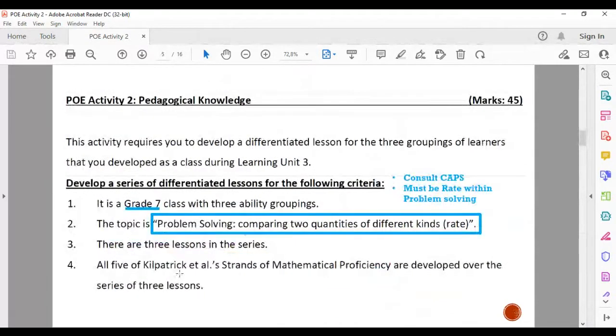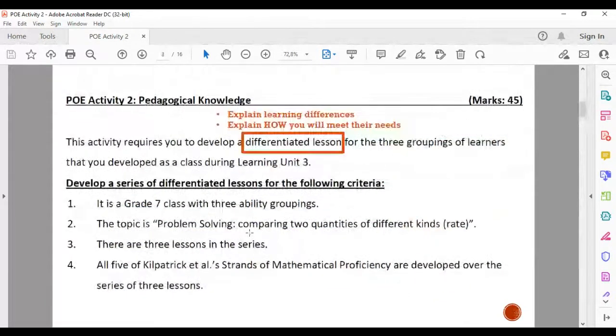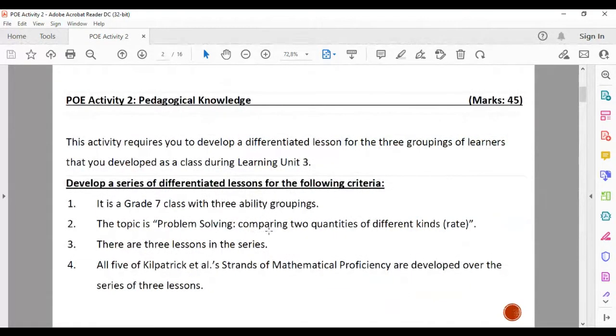Remember, the groupings that we use are the 3 ability groupings for our lesson, which is for a grade 7 class, and the topic is problem solving, comparing 2 quantities of different kinds, which is rate. Also, note that you need to indicate where you have used the strands of mathematical proficiency in your 3 lessons.